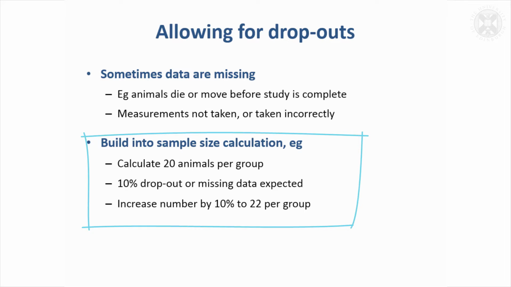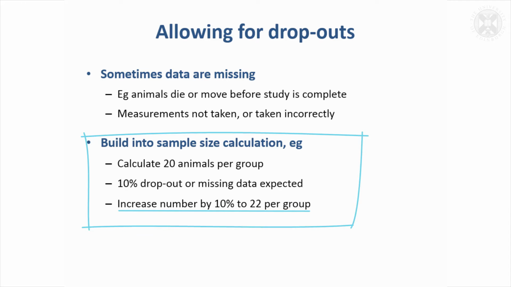So if you'd calculated that 20 animals were needed per group and you thought, well, I'll allow for a 10% dropout rate, I think I'm going to have some missing data, then you would increase your sample size by 10%, say, well, actually I'm going to use 22 per group.